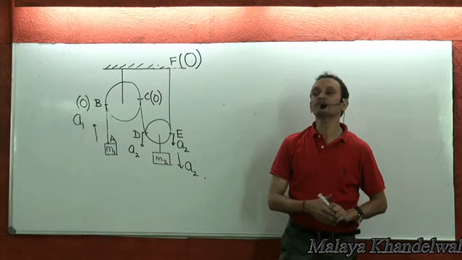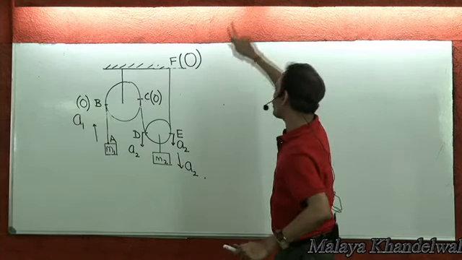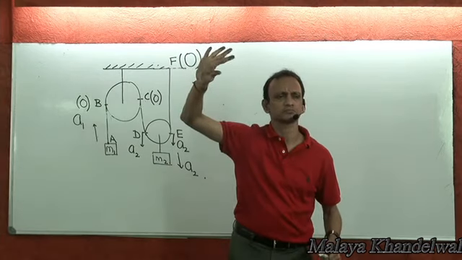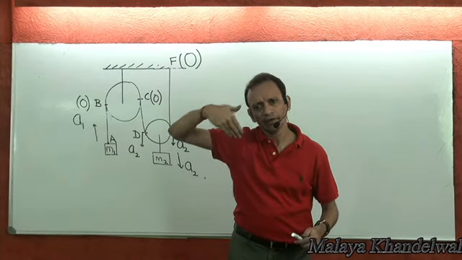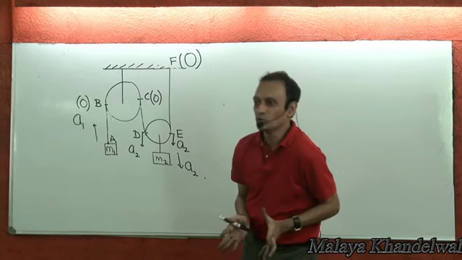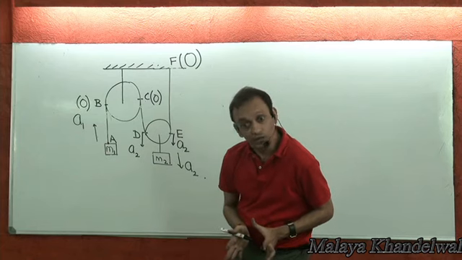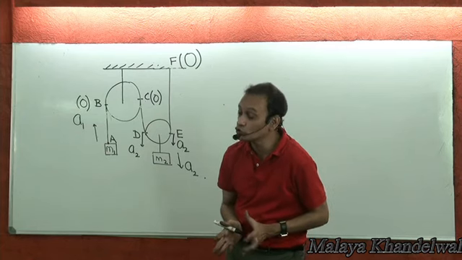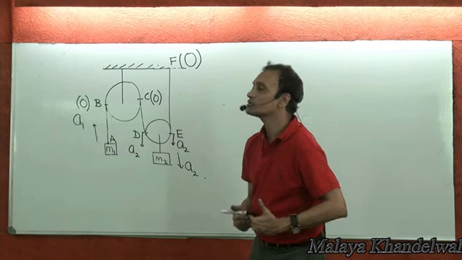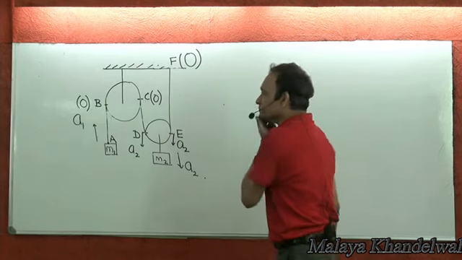Now, time for me to go from one end A to F or F to A. Does not matter. And arrive at a relationship that will connect A1 and A2, a relationship connecting A1 and A2, which would be my constraint equation.